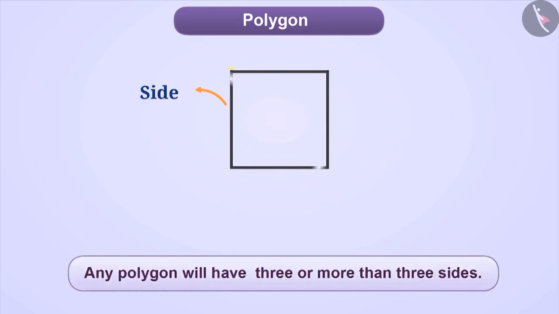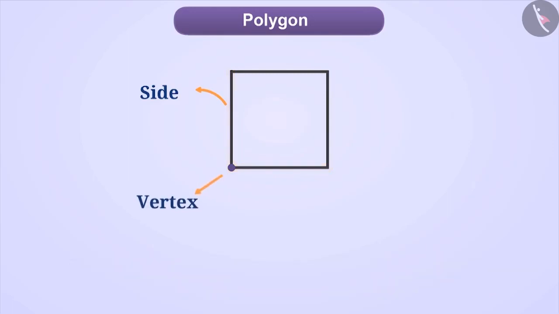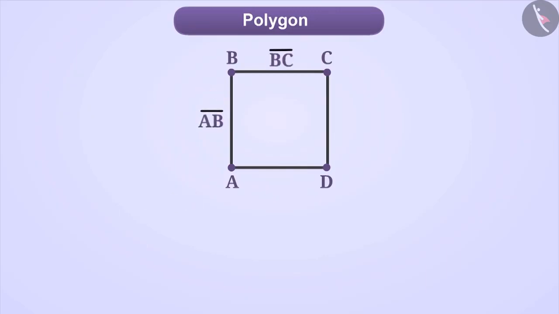The point at which any two sides of a polygon meet is known as the vertex of the polygon. Here, we will name the vertex as A. Similarly, we can name the other vertices also. In this way, we can say that this polygon has 4 sides, which are sides AB, side BC, side CD, and side DA. We can name a polygon with the help of its vertices. Like here, we will name it as polygon ABCD.